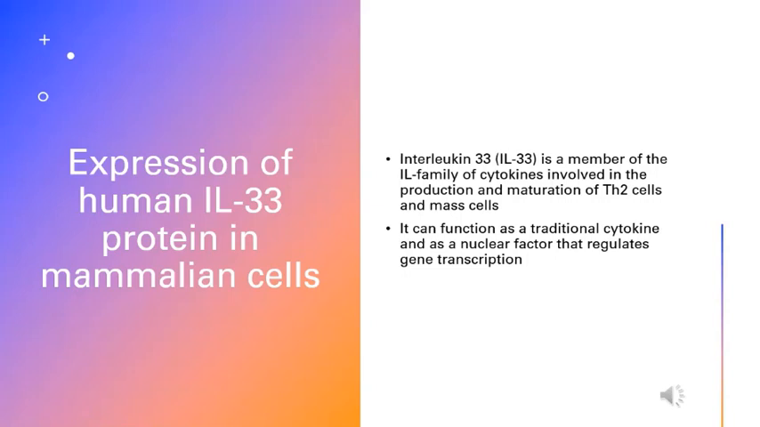First, I'm going to talk a little bit about interleukin-33 or IL-33 protein. It's a member of the IL family of cytokines involved in the production and maturation of Th2 cells and mast cells. It can function as a traditional cytokine and as a nuclear factor that regulates gene transcription. It is also thought to function as an alarmin released following cell necrosis, alerting the immune system to tissue damage or stress.